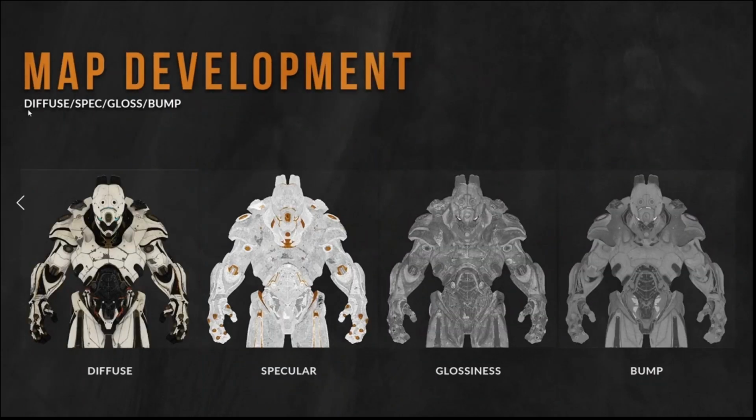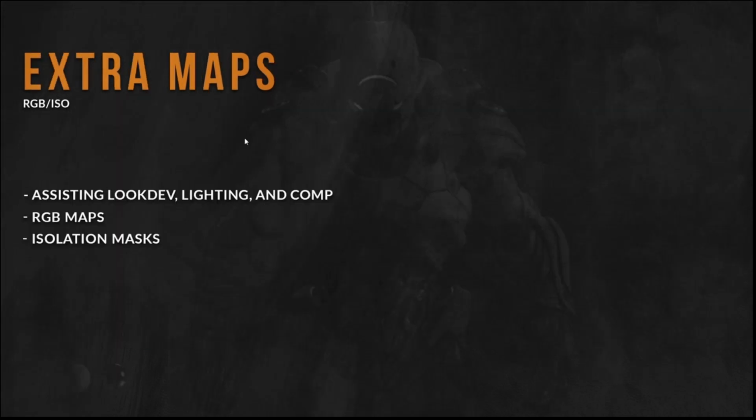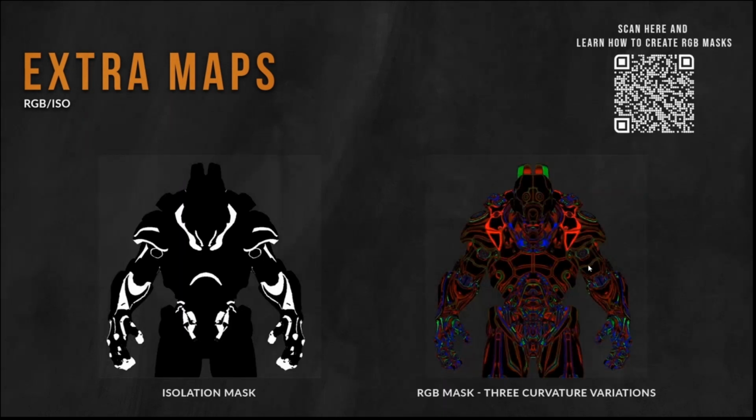And I spent more time on my masks for this asset specifically because most of the look came from the spec and gloss maps, because it was mainly metals, and I also had some extra maps in the end. These maps help a lot the look dev artist, in this case myself, to adjust a few things on the shader side if needed. So this is an example of two types of masks. You can have some isolation masks that isolate some specific areas of your model.